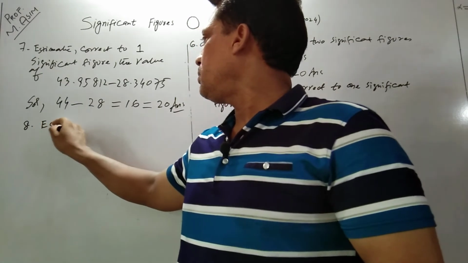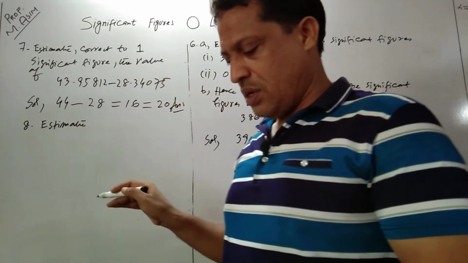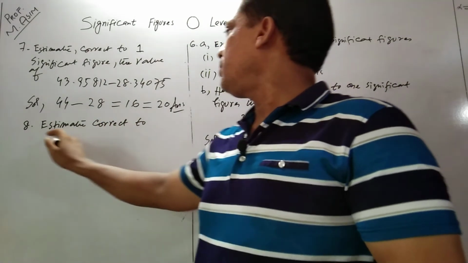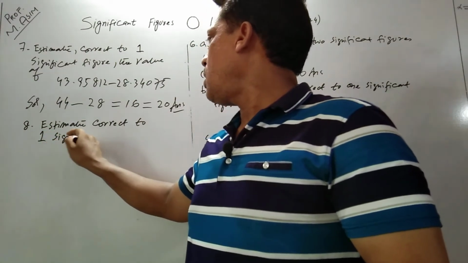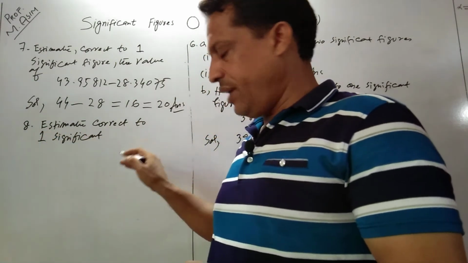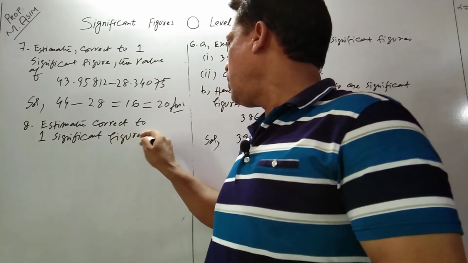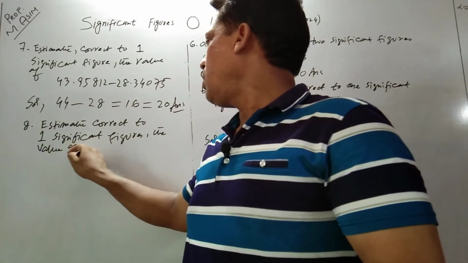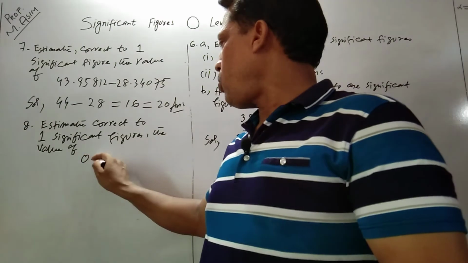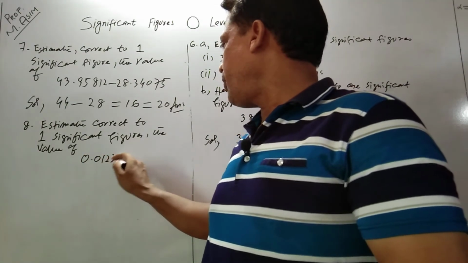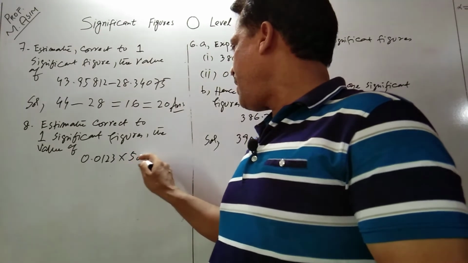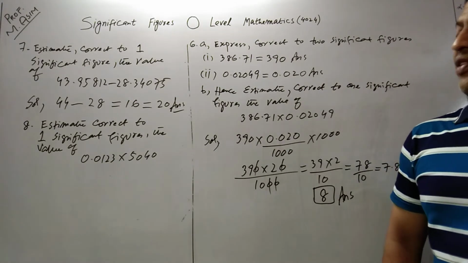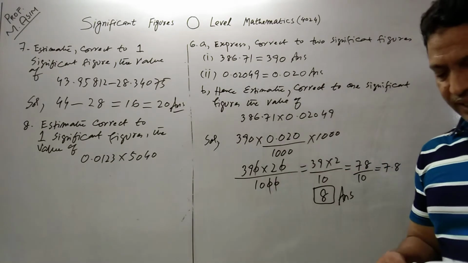Estimate, correct to one significant figure, the value of 0.0123 multiplied by 5040. So student, again we first estimate and then write the answer in one significant figure.